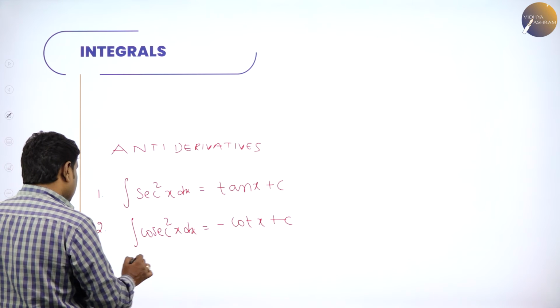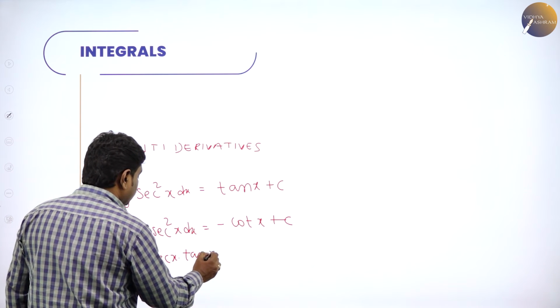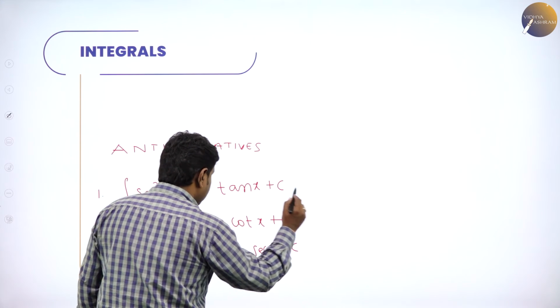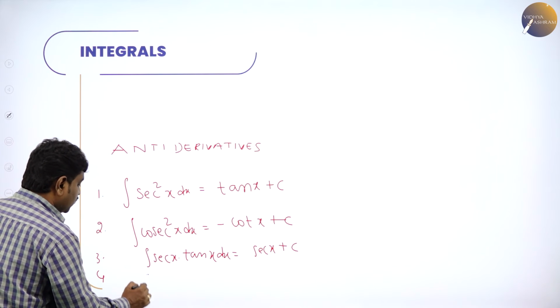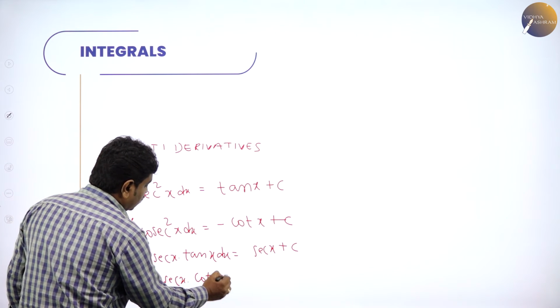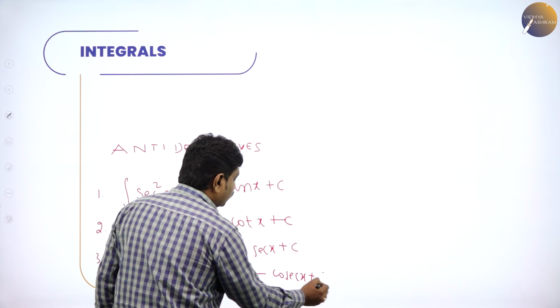And third and fourth, integration of secant x into tan x, add it to the formula list. Integration of secant x into tan x is secant x plus c. But the fourth, important one, integration of cosecant x into cot x, what is it? Minus cosecant x. These four are the trigonometric antiderivatives.